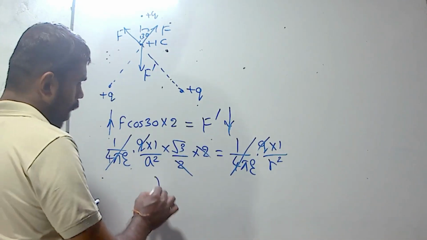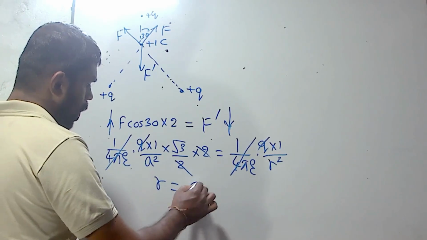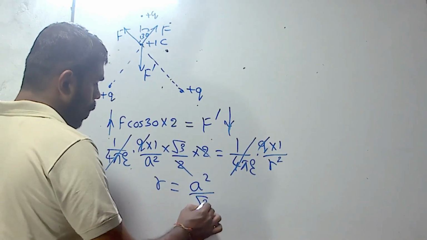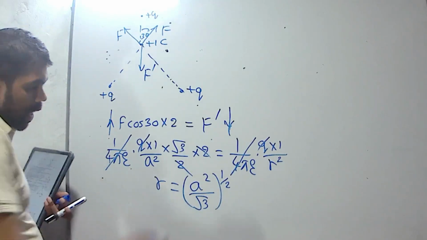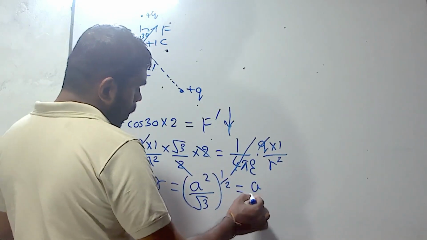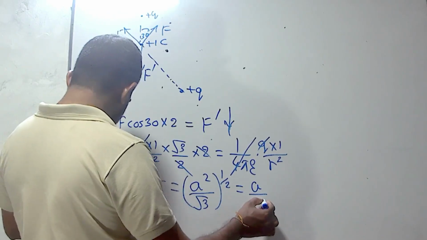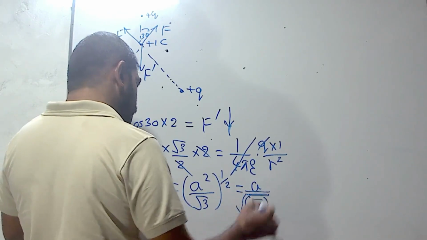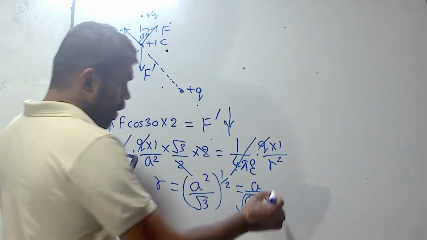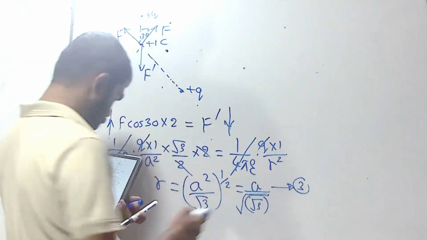Then I will solve for the r value. R should be a squared divided by root 3. Taking the square root, the square root of a squared is a. The square root of root 3 is given in the answer like this. Then the answer should be 3.